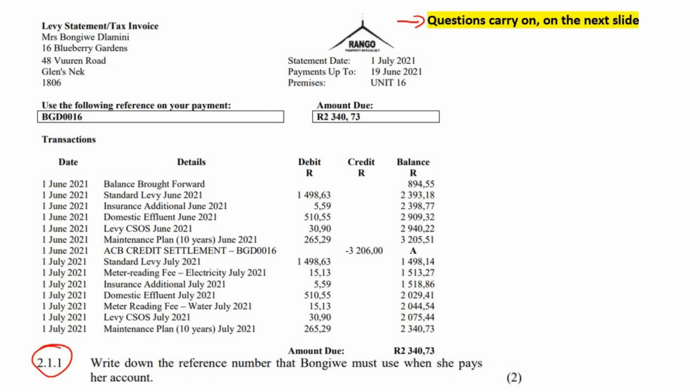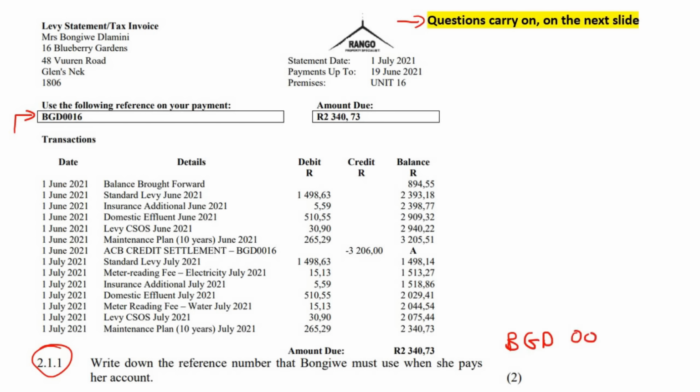So the first question says, write down the reference number that Bongiwe must use when she pays her account. Well, it says here, use the following reference number. So remember, they're giving this invoice to Bongiwe. She receives it, and suddenly they tell her here, use the following reference. So BGD 0016. So let's go write that down.